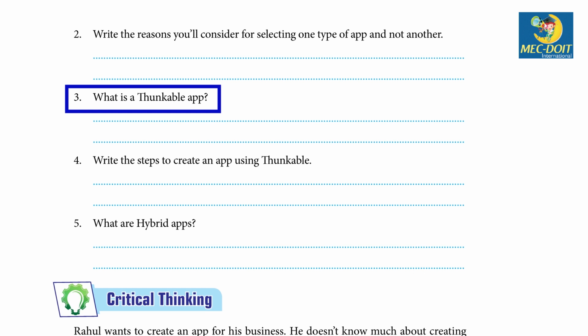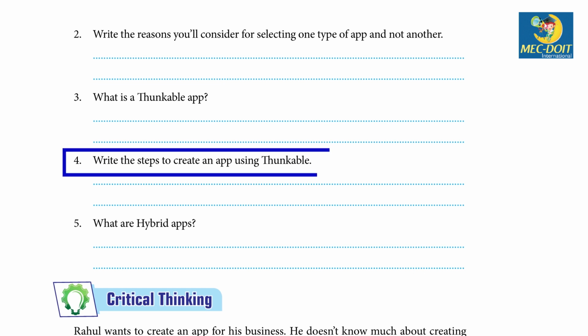3. What is a Thunkable app? Answer: Thunkable is a web-based application that was first made available by Google and has an integrated development environment. Anyone with basic computing skills can develop native apps that are based on Android and iOS.